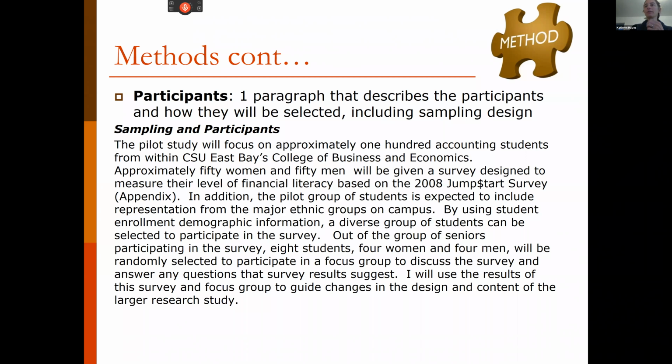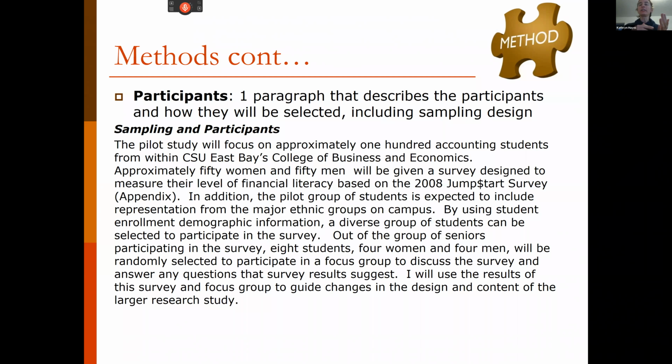Then he says, out of the group of seniors participating in the survey, 8 students will be randomly selected to participate in the focus group. So these are his 2 data collection methods, the survey and the focus group, and he needs to talk about both of them in the discussion of the participants. He also talks about how he will select them. He's saying randomly selected out of the survey, okay? And he talks about how he's going to select the folks who are going to take the survey, that they're in an economics class, all right?